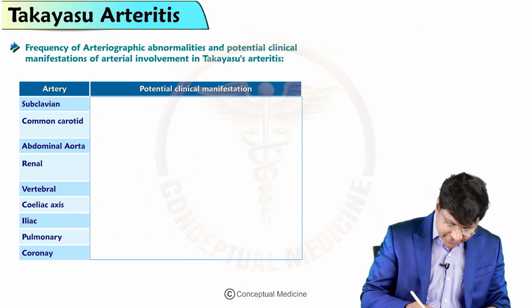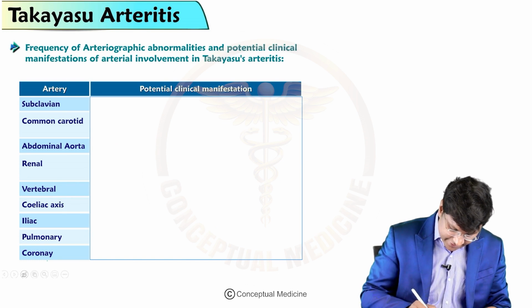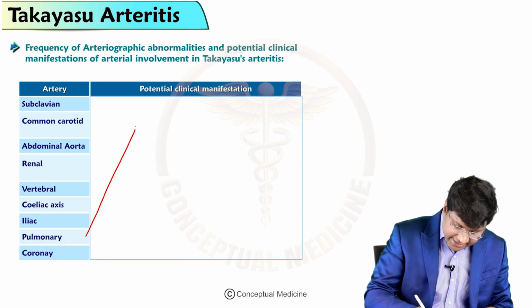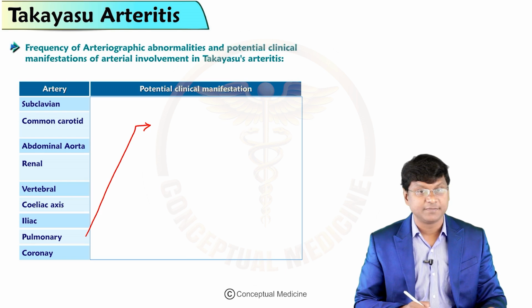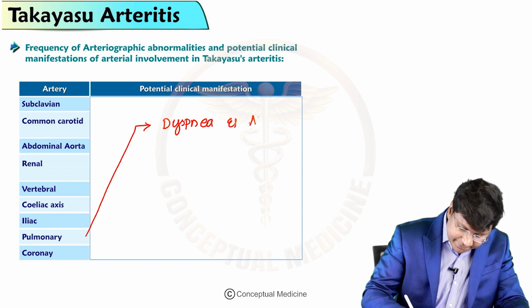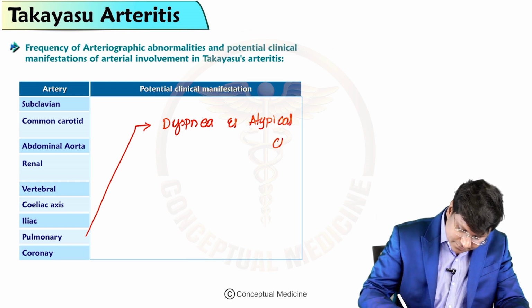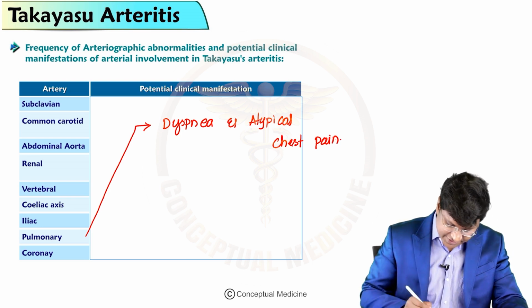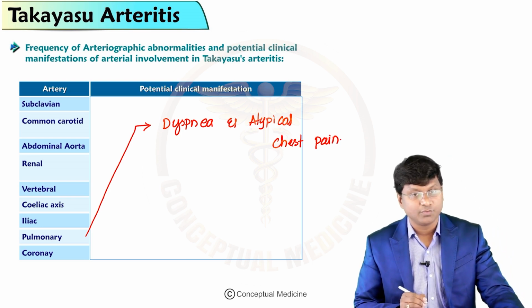Another vessel which gets affected is the pulmonary artery. So what will be the clinical manifestations due to the involvement of the pulmonary artery? The individual can develop dyspnea, and there can be atypical chest pain. So that is due to pulmonary artery involvement.